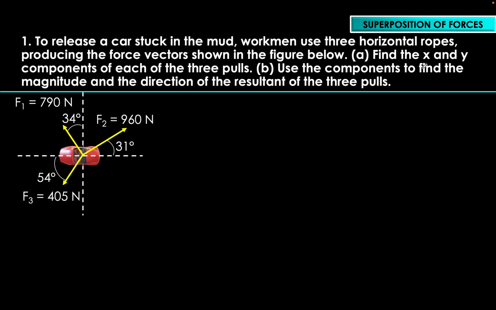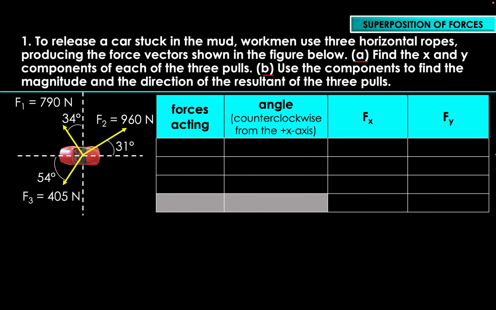If you look at what is required, first, letter A: find the x and y components of each of the 3 pulls. Then for B, you need to use the components in part A to solve for the magnitude and direction of the resultant force of these 3 different pulls acting on the car. To do that using what we call the component method, the best first thing to do is to set up a table that looks like this, because it will make you easily visualize what you're doing conceptually, and you'll be able to grasp this problem-solving skill more effectively.